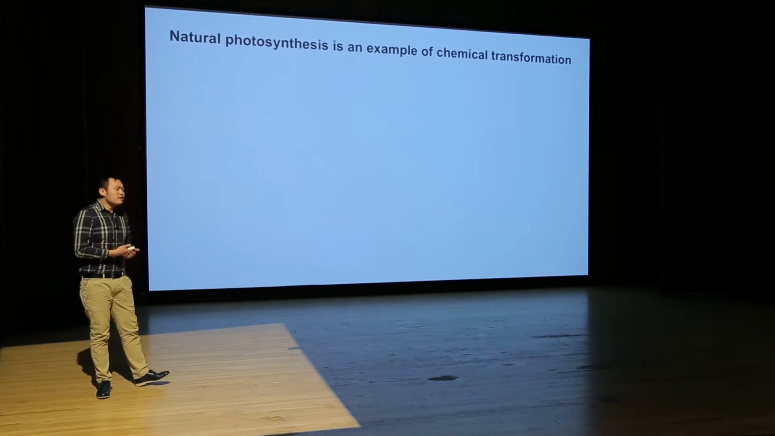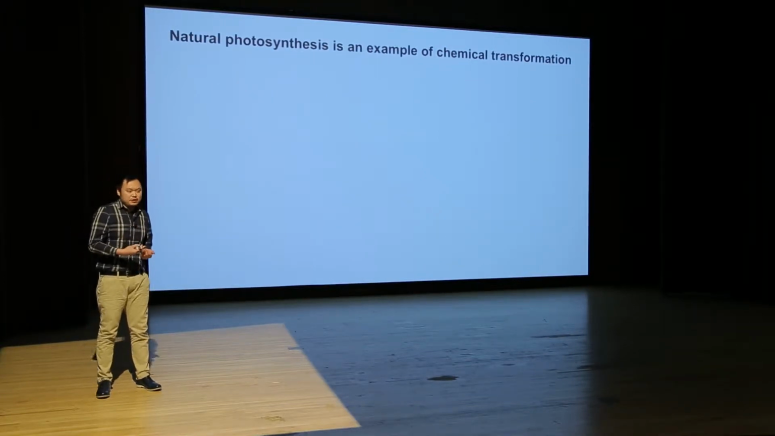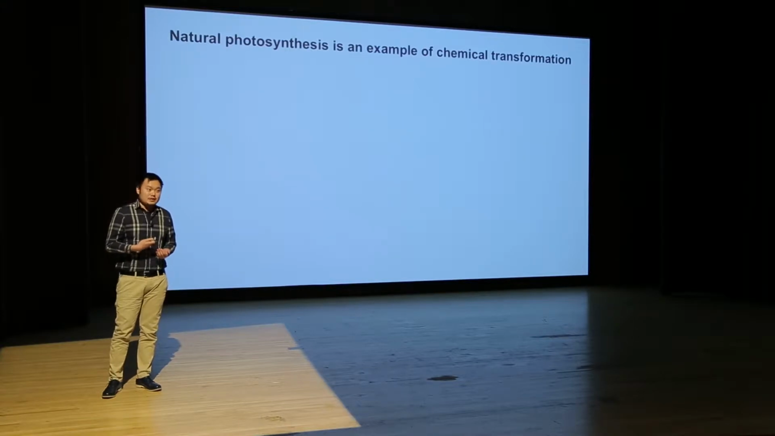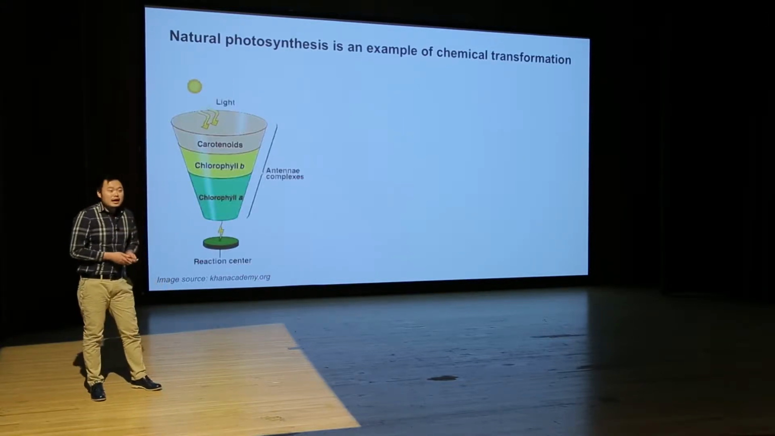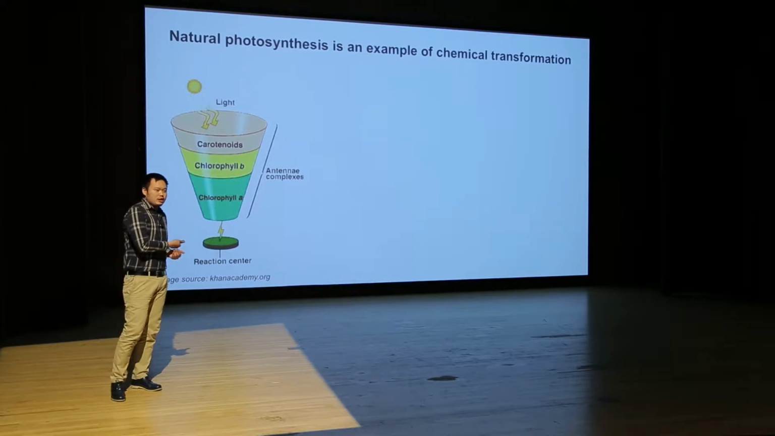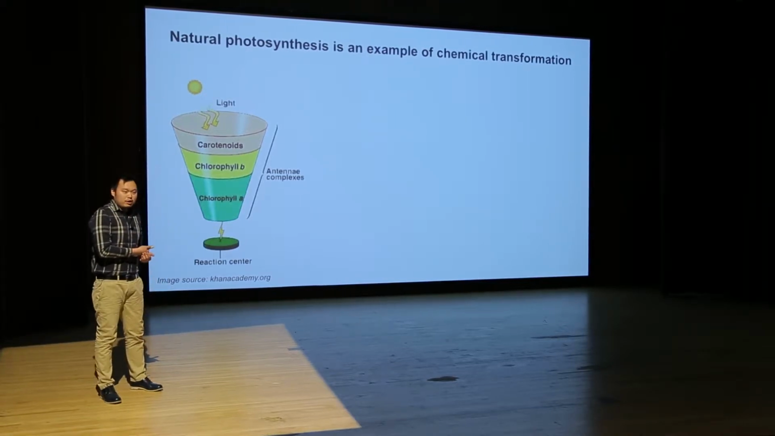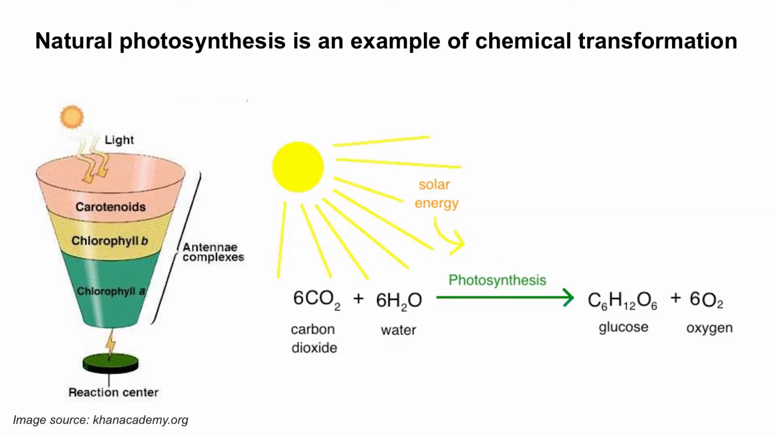In nature, there is actually a very efficient example to perform this kind of chemical transformation by using sunlight, which is called photosynthesis. Plants can absorb sunlight and transfer this absorbed solar energy into a place called a reaction center, where carbon dioxide and water will react to form glucose and oxygen.